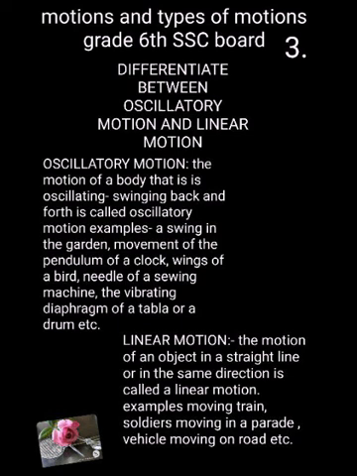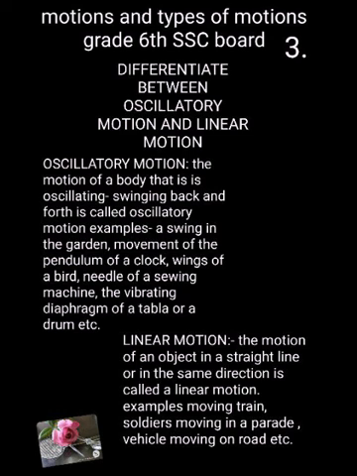Differentiate between oscillatory motion and linear motion. Oscillatory motion: the motion of a body that is oscillating, meaning swinging back and forth, is called oscillatory motion. Examples: a swing in the garden, movement of the pendulum of a clock, wings of a bird, needle of a sewing machine, the vibrating diaphragm of a tabla or a drum.